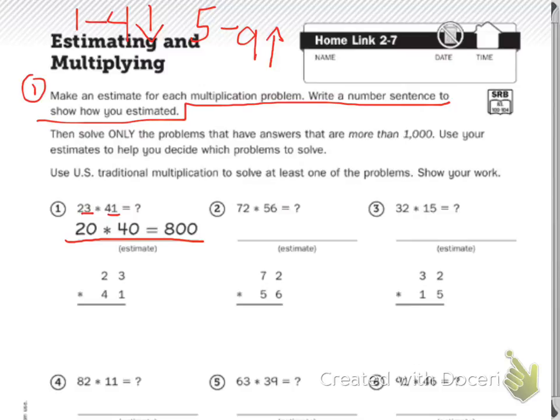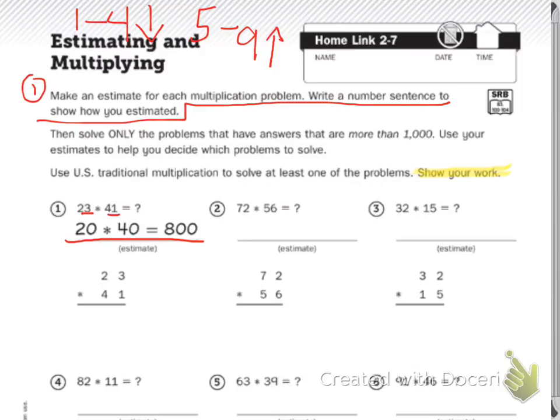So now I have to do the traditional. It says, then solve only the problems where your answers are more than 1,000. Use your estimates to help you decide which problems to solve. Use U.S. traditional multiplication to solve at least one of the problems. Show your work. Highlighting that. Show your work so we can give you credit.